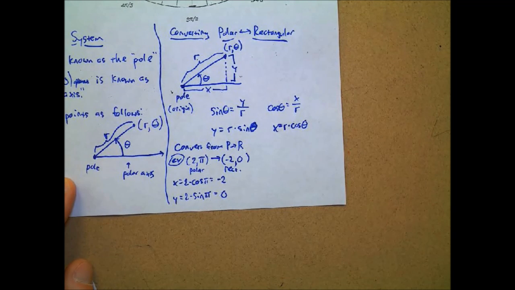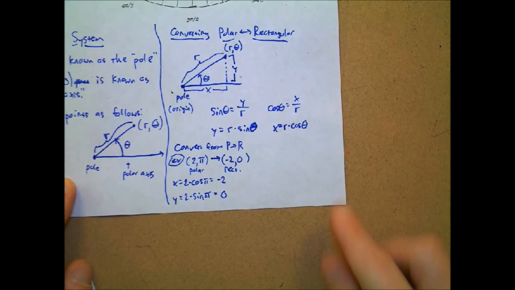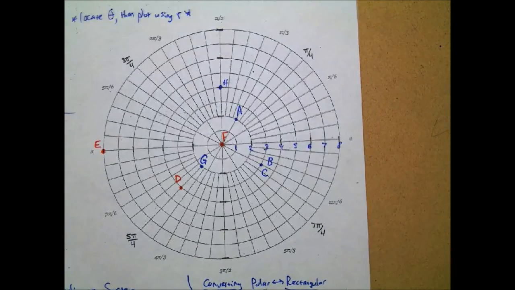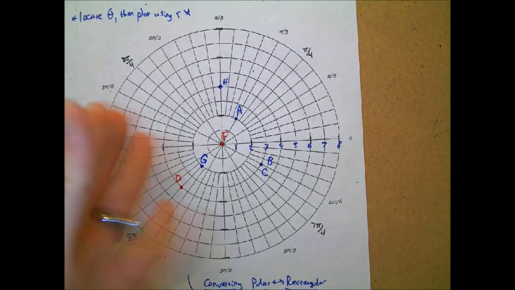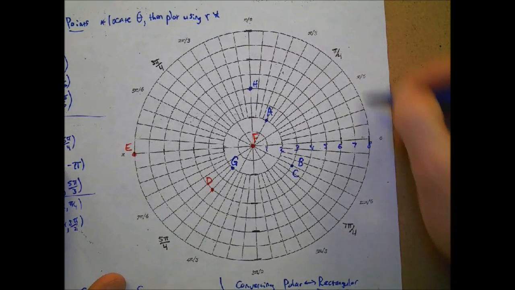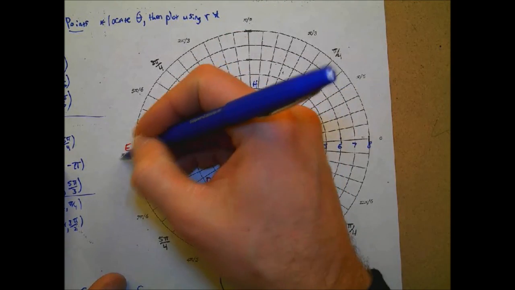Which really should make sense, right? So let me show you why that should make sense here. Let's go back up to our little grid up here, okay? And let's locate 2 comma pi on the polar coordinate system we've got. So pi, right? There's pi. And we're going to go 2 in that direction.